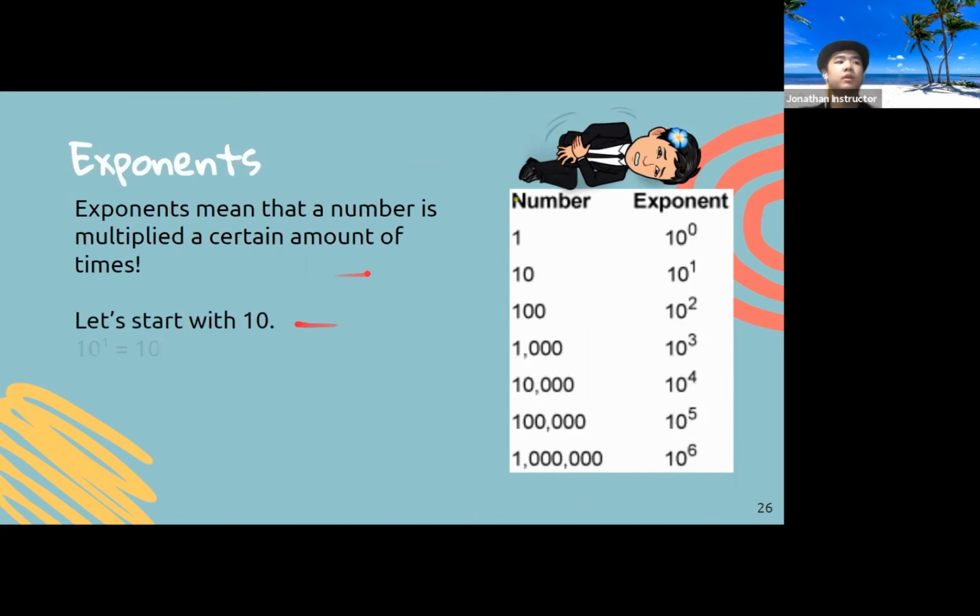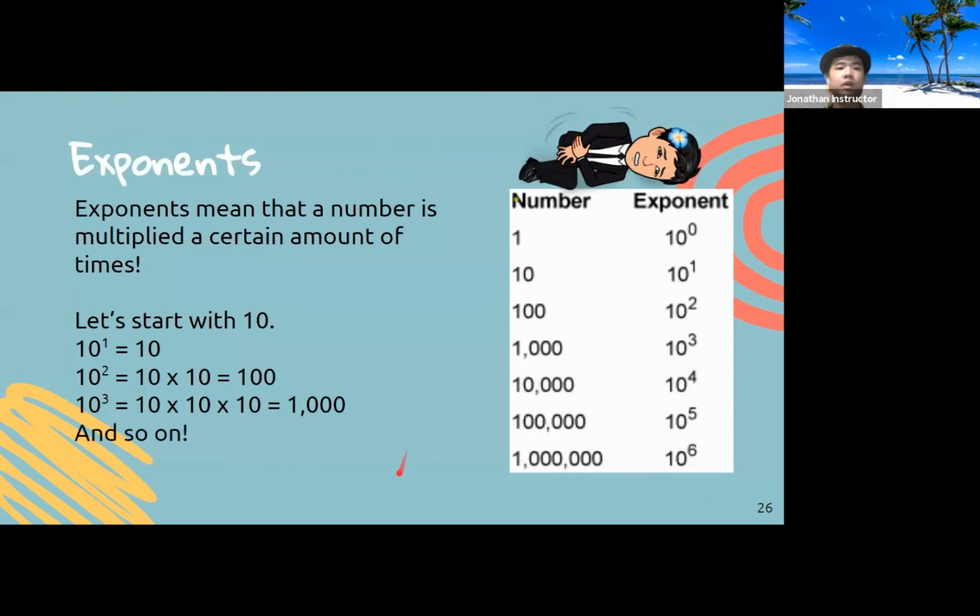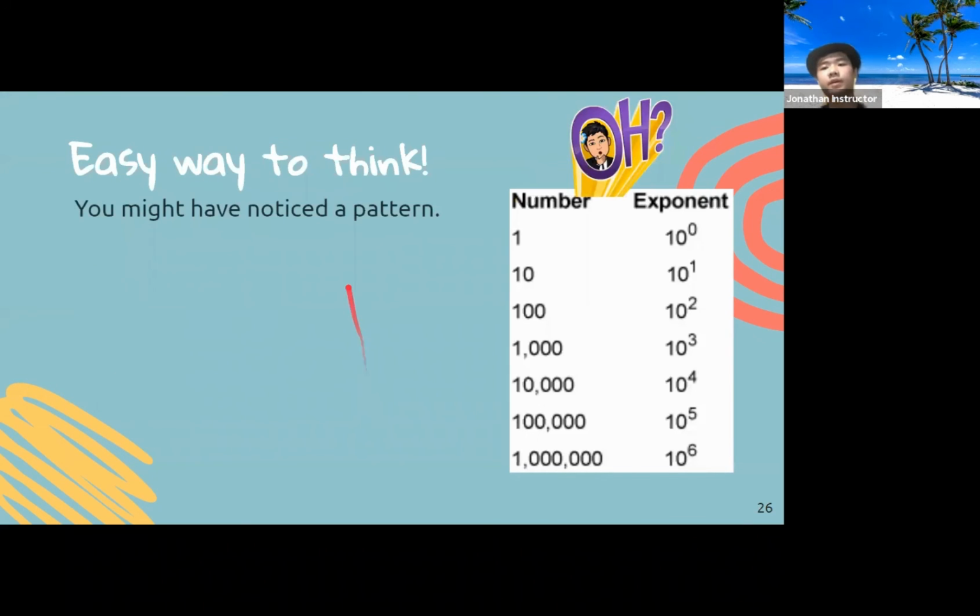So let's start with 10. 10 to the 1 is equal to 10, because it's 10 times nothing. 10 squared is equal to 10 times 10, because 10 to the 2 is 10, 2 times, which is 100. 10 to the 3 is 10, 3 times, and so on. You might have noticed a pattern. If not, this handy dandy chart might show you.